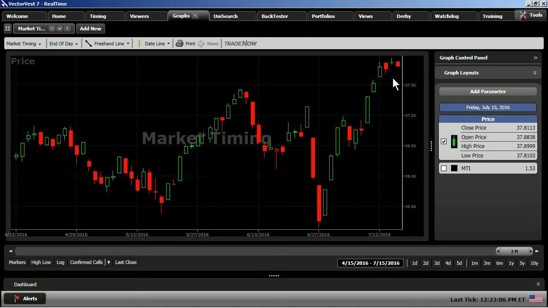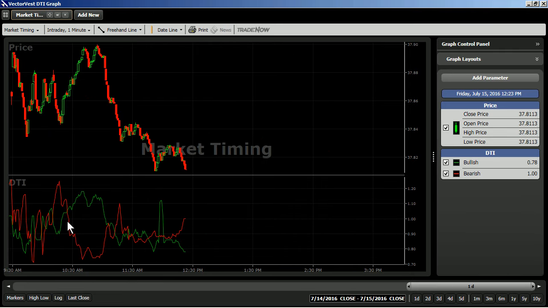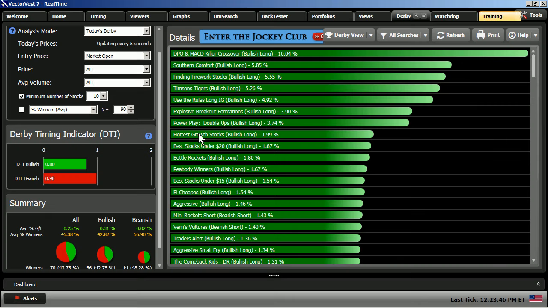But right now, with the MTI above 1.5, with the Derby timing indicator today not really giving us a clear direction, today would be a day to protect those gains and again, wait for the market to decide where it wants to go before adding new positions into your portfolio. So that's one new feature in the RealTime Derby tool, the new Derby timing indicator.